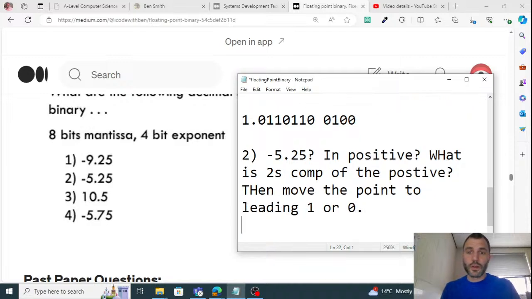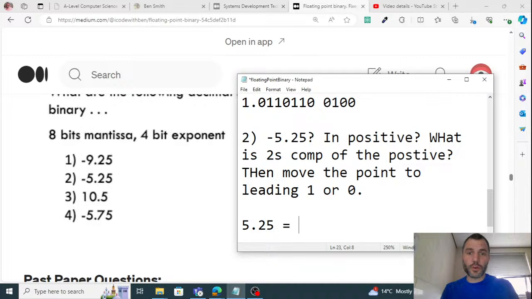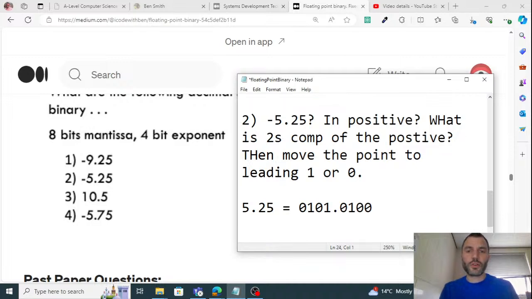So 5.25. What is that in positive? Well, we need a 0 to lead with because it's positive. Then we're going to need a 1 in the 4 column and then a 1 in the 1 column. So that's 5.25, a 0 in the half, a 1 in the 0.25. And then it's 8 bits, so we need to keep 8 bits, and that's 6, so we'll pad it with 2 bits. Let's 2's complement this now.